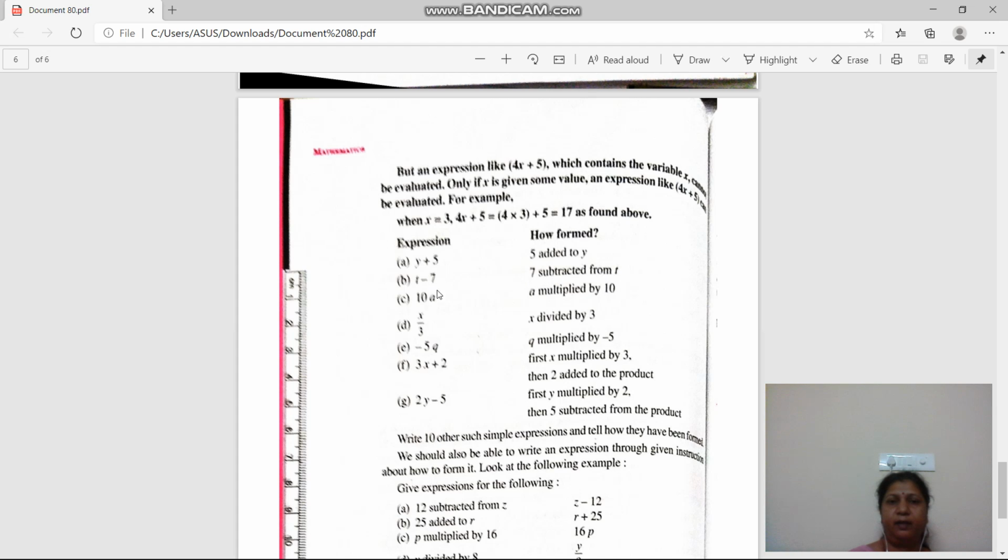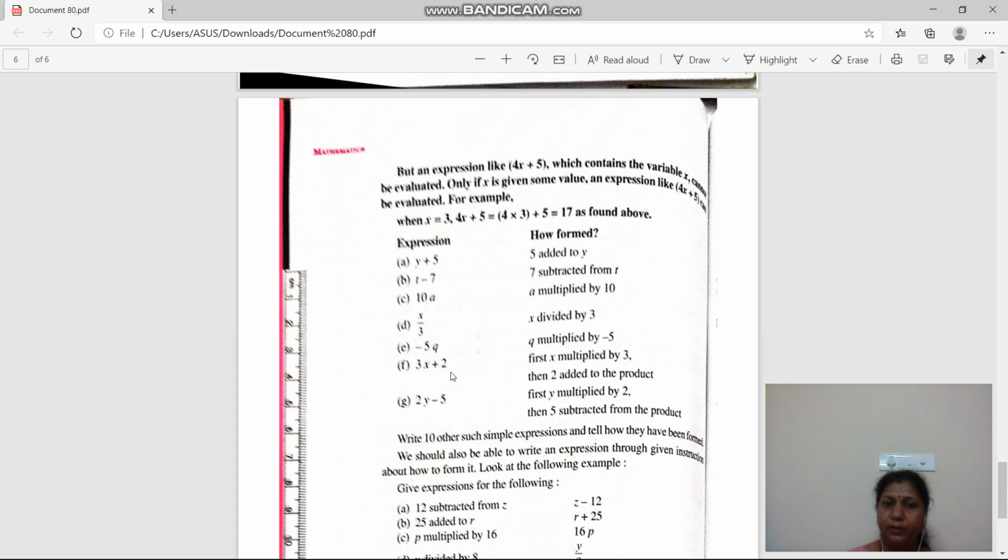See here. Now here a multiplied by 10 means 10a, or we can say 10 multiplied by a. Then x upon 3 means x divided by 3. Minus 5q, q multiplied by minus 5. See here, 3x plus 2. First we have to multiply x by 3 and then we have to add 2.